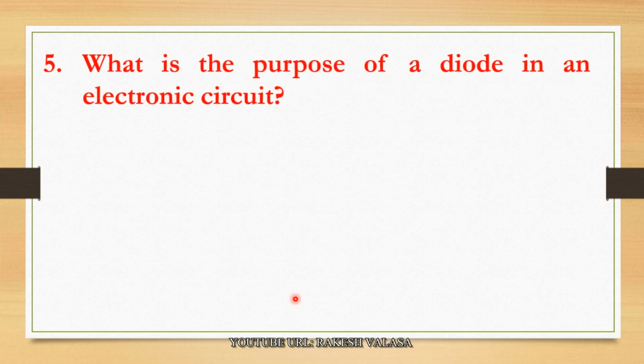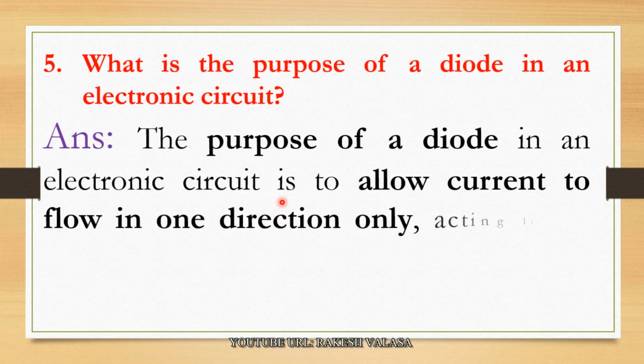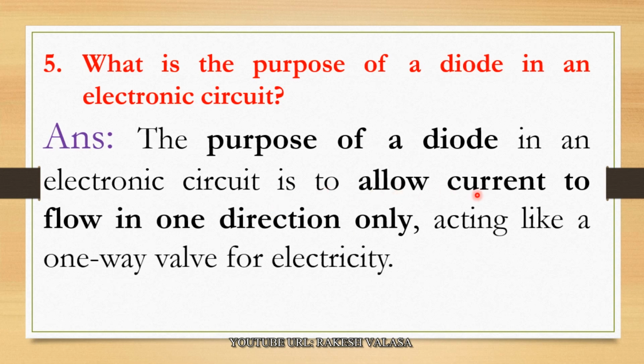Question number 5. What is the purpose of a diode in an electronic circuit? The answer is, the purpose of a diode in an electronic circuit is to allow current to flow in one direction only, acting like a one-way valve for electricity.